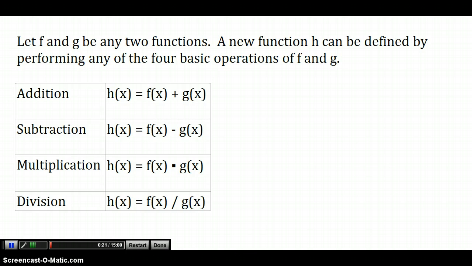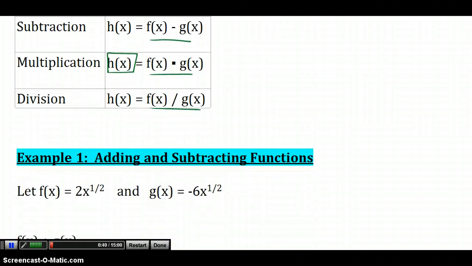But this little chart right here just says that if we have two functions, and we're going to call them f and g, if we add or subtract or multiply or divide them, we're going to get a new function, and we're just going to call it h. So if we were to add, subtract, multiply, or divide, we would get a new function on all of these by doing that. So let's do a specific example.